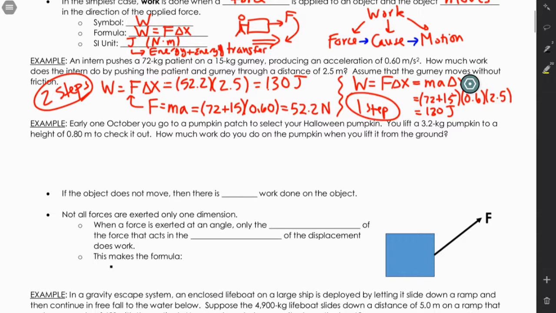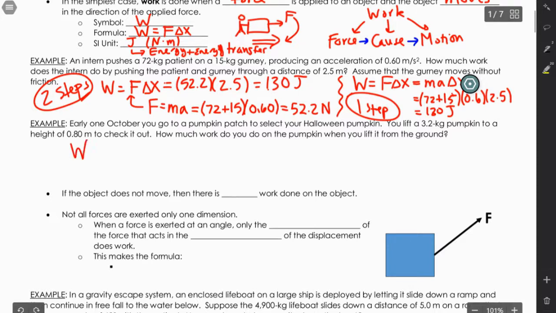Okay. So next example, early one October, you go to a pumpkin patch to select your pumpkin. Fitting that this past weekend was Halloween. So you lift the 3.2 kilogram pumpkin to a height of 0.80 meters to check it out. How much work do you do on the pumpkin when you lift it from the ground?